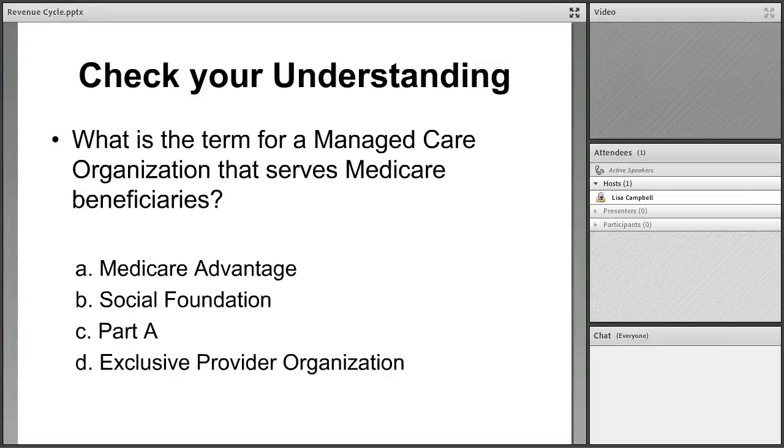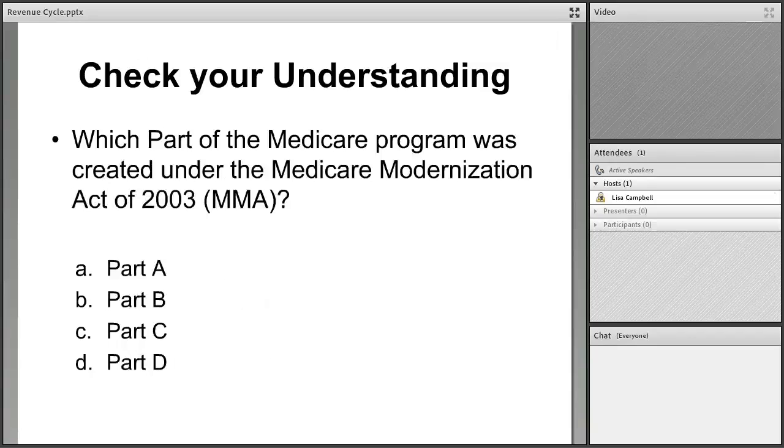Next question. What is the term for a managed care organization that serves Medicare beneficiaries? Is it A, Medicare Advantage, B, Social Foundation, C, Part A, or D, exclusive provider organization? So again, you got to know about Medicare. And the answer here is A, Medicare Advantage.